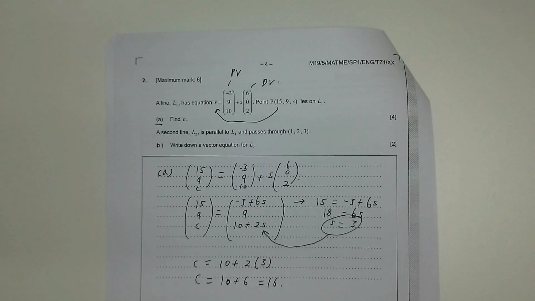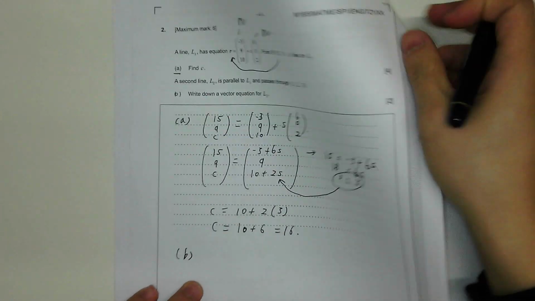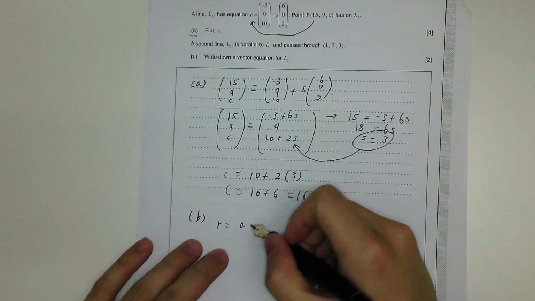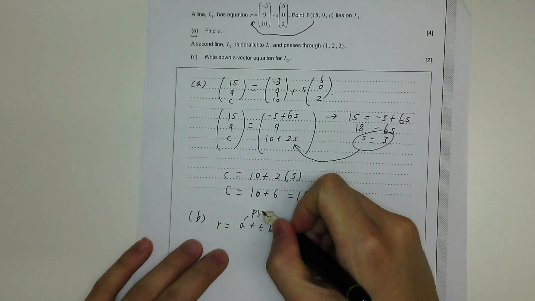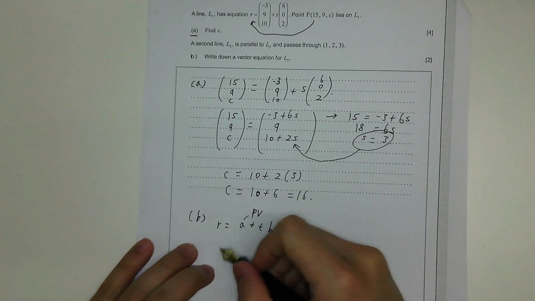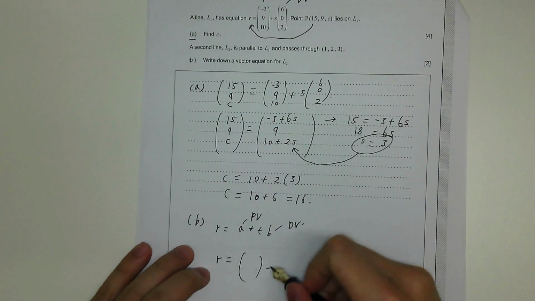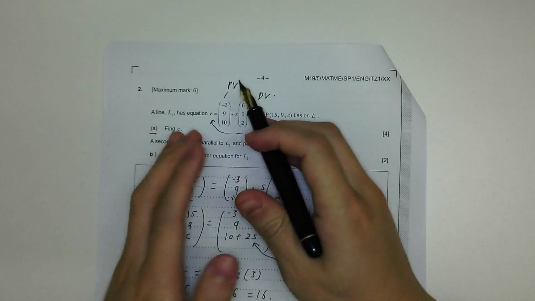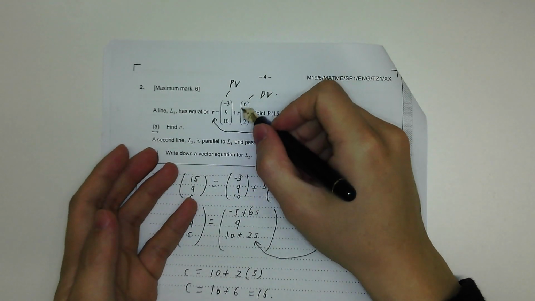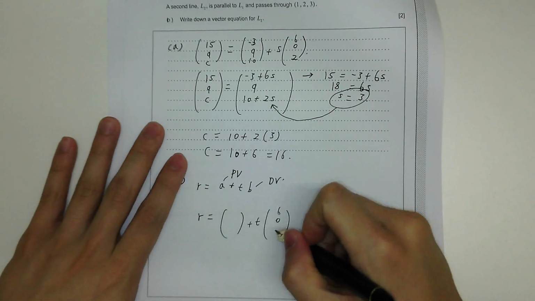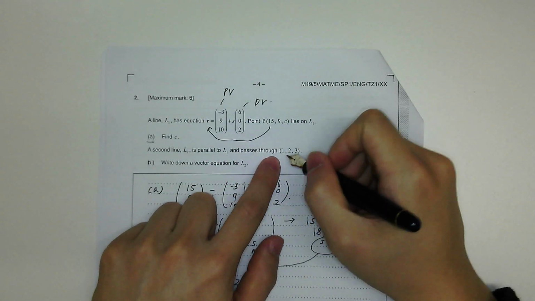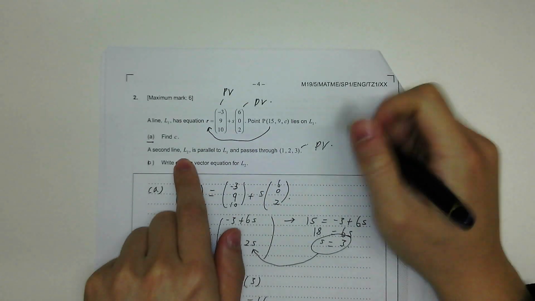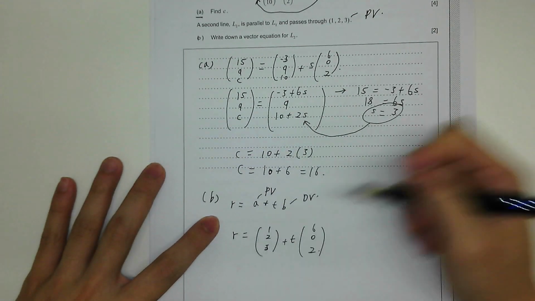Part B. A second line L2 is parallel to L1 and passes through (1, 2, 3). What is the vector equation of L2? Remember, the vector equation is r equals a plus tb, where a is always the position vector and b is the direction vector. Because L2 is parallel to L1, they have the same direction vector. We can use the direction vector of L1, so that will be (6, 0, 2) here. And L2 passes through the point (1, 2, 3), so that would be the position vector of L2. So (1, 2, 3) is here. That's it.